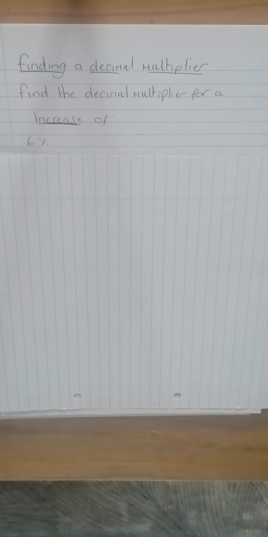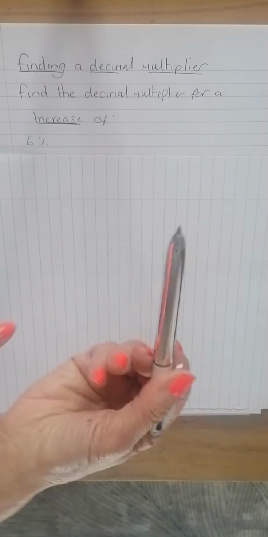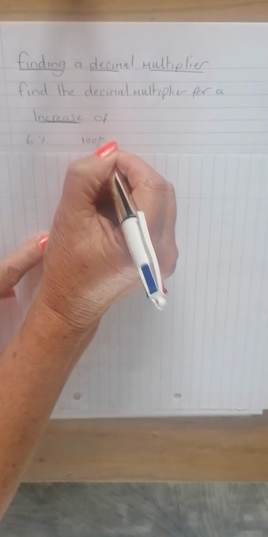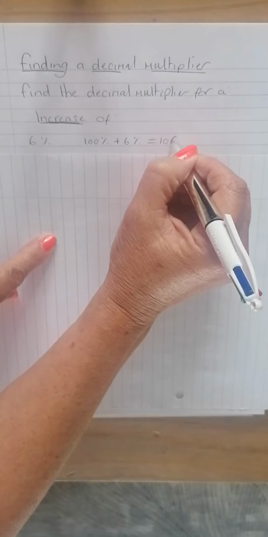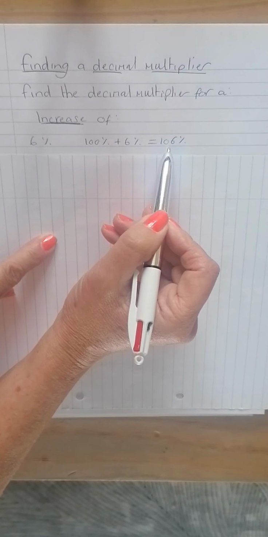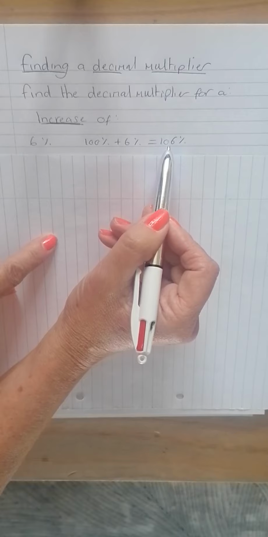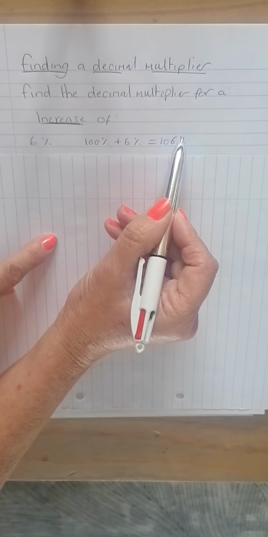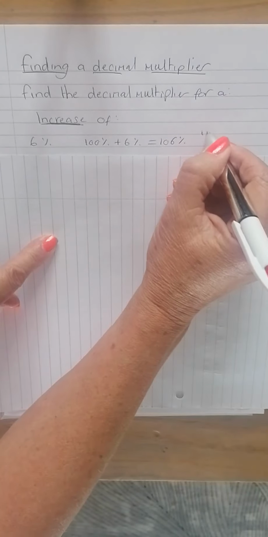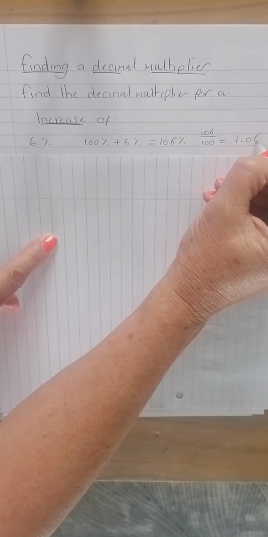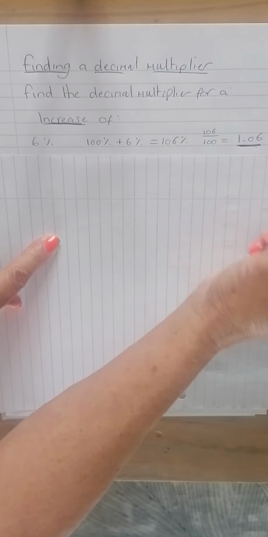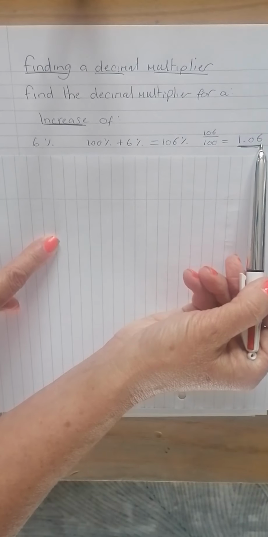So everything starts with 100%. If I want to find the decimal multiplier for 6%, because it says it's increasing, I'll start off with 100% and then I add the 6%. So I would have 106%, but this is not a decimal, so I have to make this a decimal. To make this a decimal, you simply divide by 100, because percent means per 100. So 106 divided by 100 is 1.06, and this is the decimal multiplier for an increase of 6%.